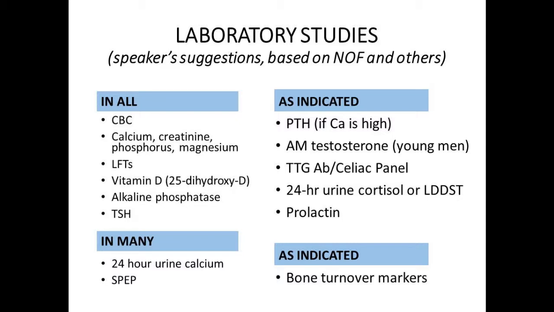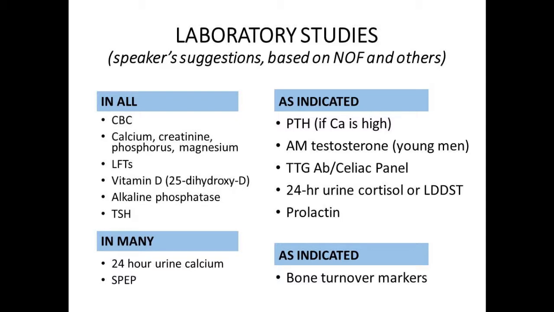In men, I do go further, particularly the younger a man is. I will check morning testosterones. I will ask about alcohol. I may screen for Cushing's if someone has signs and symptoms. If they have occult GI symptoms, sometimes we'll do tissue transglutaminase and look for celiac panels.